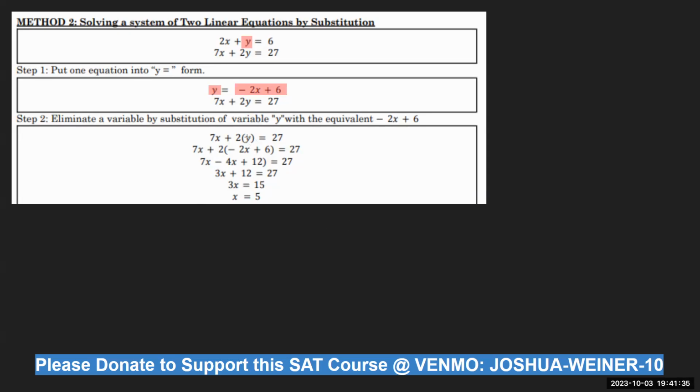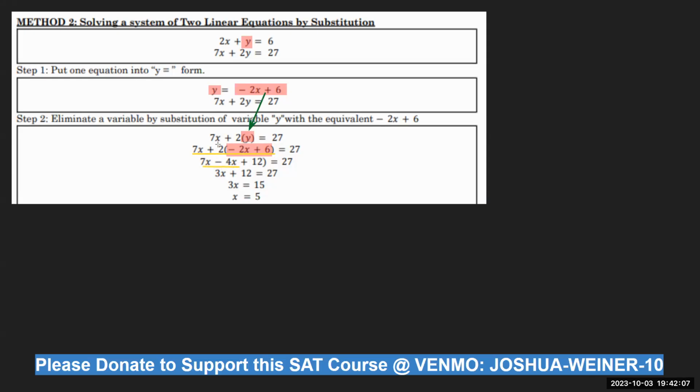But now, where we see the letter y, we can substitute in its equivalent. So we're going to move into place negative 2x plus 6 for y, because we know that y equals precisely negative 2x plus 6. If you look now, you can see that we now have a single equation with only one variable. Now we only have the x variable.